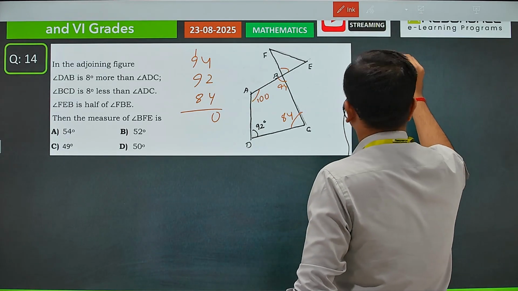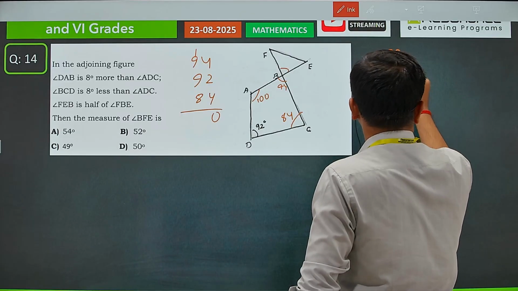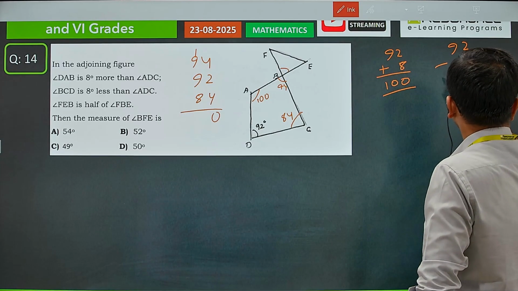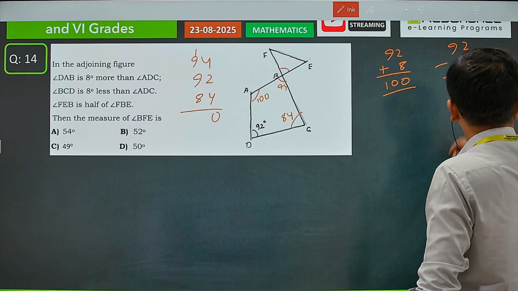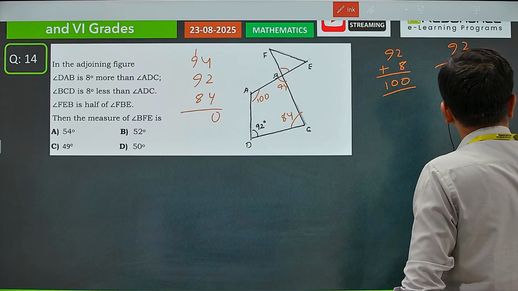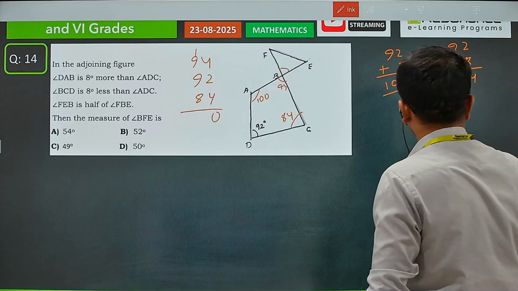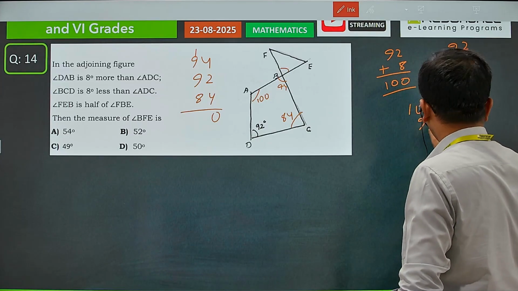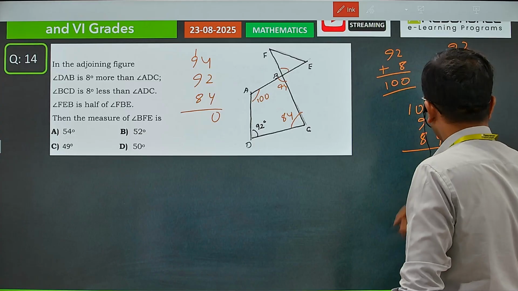Okay, so 92 plus 8, it's 100. That is absolutely right. That's not an issue. So 92 minus 8 would give us 84. 84, is there any issue here? No, that is also not an issue. So most probably there, 100, 92, 84 is how much?